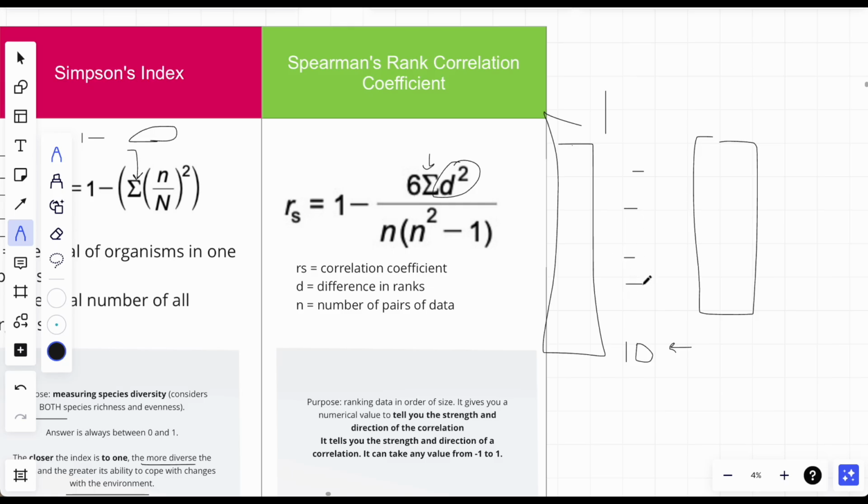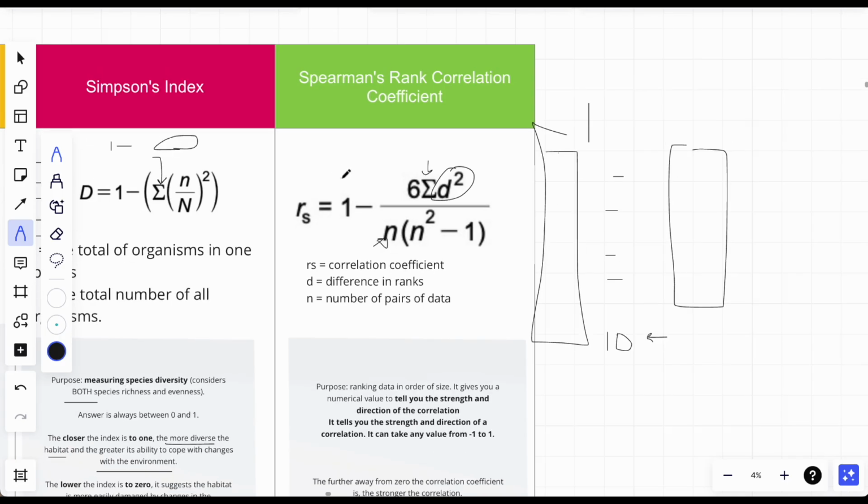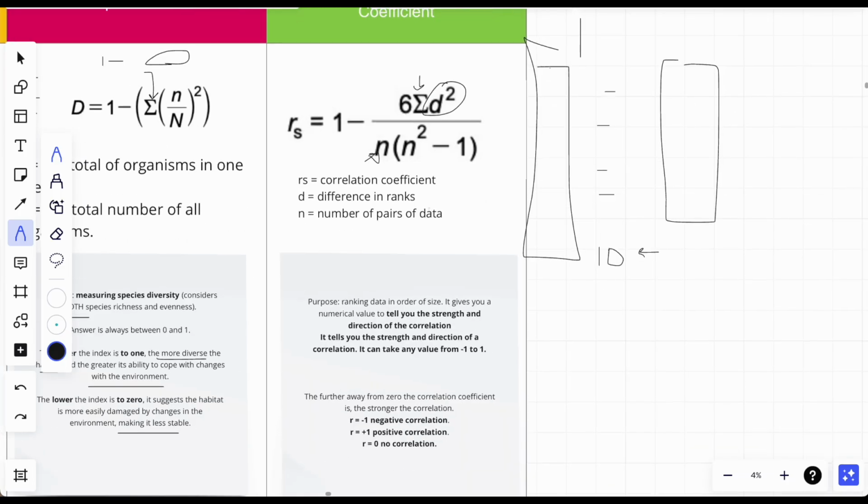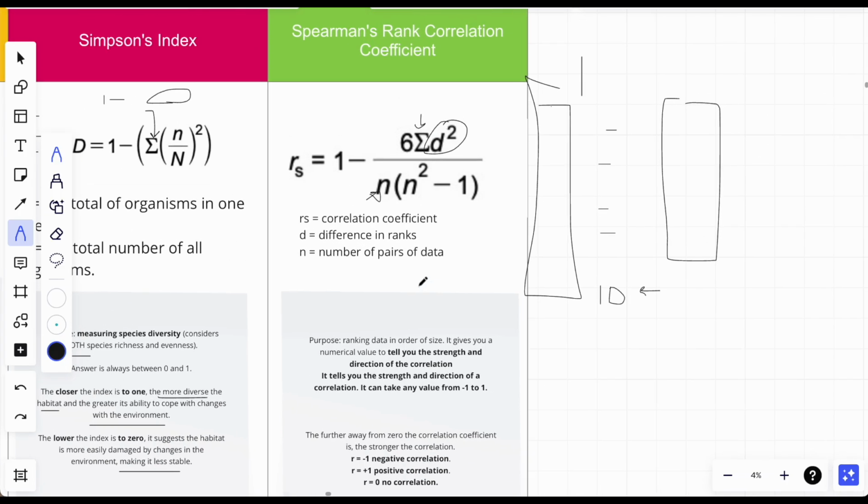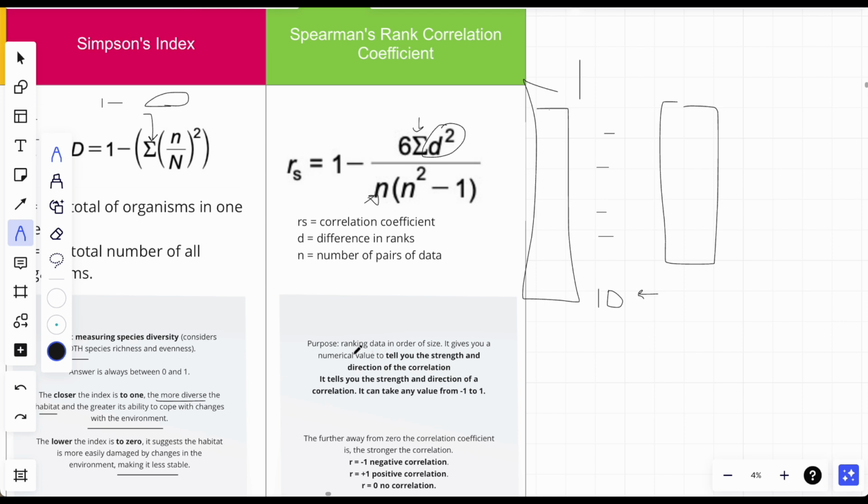And then you sum them, as in you add the differences together and times that by 6. Then you divide by the total number of pairs of data times n squared minus 1. And then, as always, 1 minus that whole thing. So the purpose of Spearman's rank correlation coefficient is to rank the data in order of size. It gives a numerical value to tell you the strength and the direction of the correlation. Again, for cross-checking, this is about correlation, so it can only be between the values of -1 and 1.